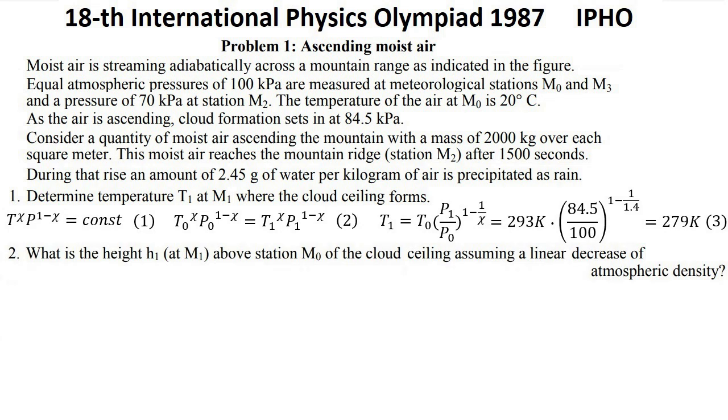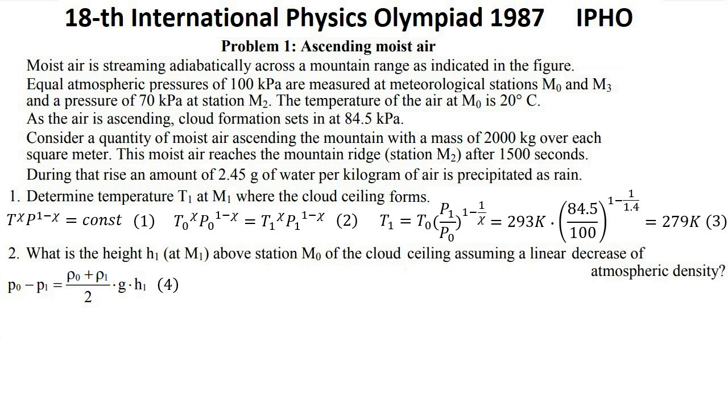Question 2. What is the height H1, at M1, above station M0 of the cloud ceiling assuming a linear decrease of atmospheric density? Solution to question 2. We believe that the density of the atmosphere depends linearly on the altitude. This means that the difference in pressure at points 0 and 1 is calculated based on the average value of the density of the atmosphere.